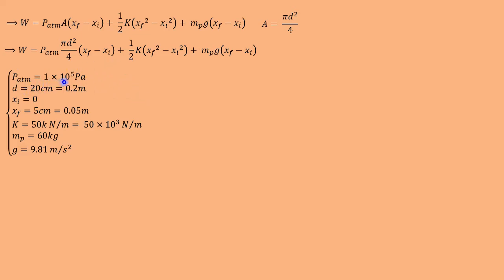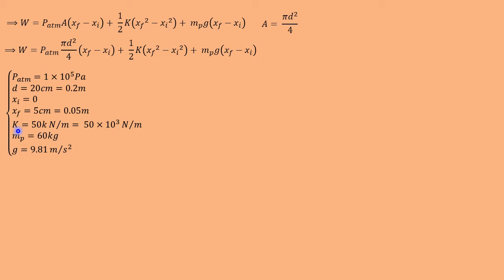P atmosphere is equal to 1 times 10 to the 5 Pascal. D, the diameter of the cylinder, is 20 centimeters, which is 0.2 meters. Now, we have been told in the question that the piston moves a distance of 5 centimeters upwards. That is, it raises. So we can take our initial x position to be 0 and the final x position to be 5 centimeters away from 0, so that we just have a change from 0 to 5 centimeters. So converting this to meters, we have 0.05 meters.